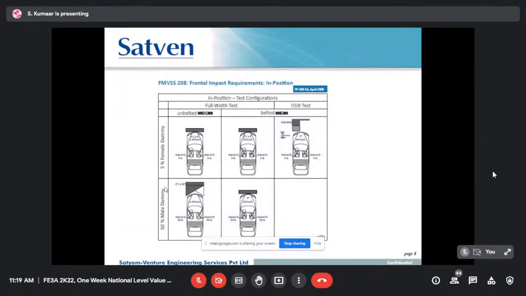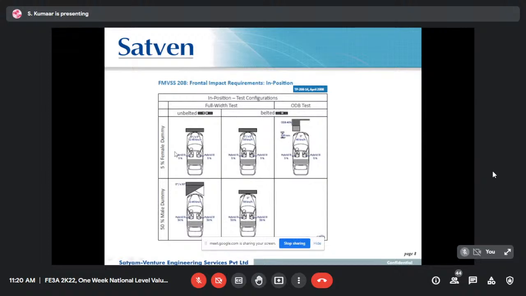In the next slide, I am showing FMVSS 208. This is the frontal impact requirement for the US. We have two different conditions. The one is unbelted, where the passenger or occupant will not wear any belt. Another one is the belted mode. This is in the full width test.